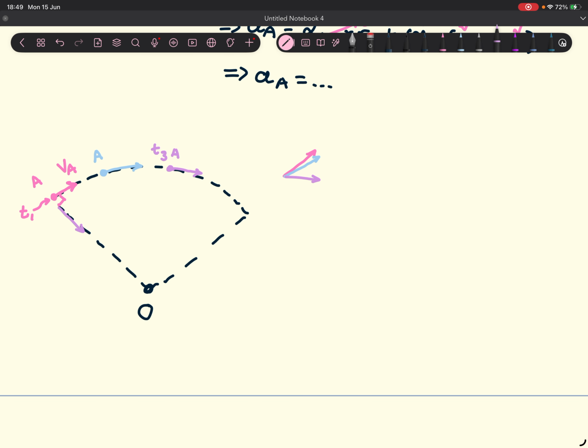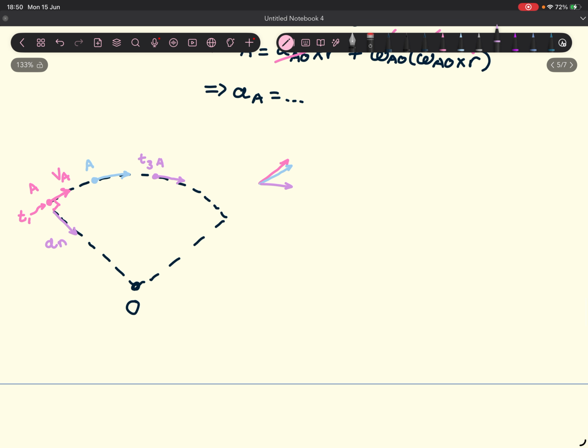So you can see the normal acceleration is pulling the velocity vector downwards. It's constantly pulling it downwards, right? Constantly pulling it towards the center. So yeah, hopefully that makes sense.